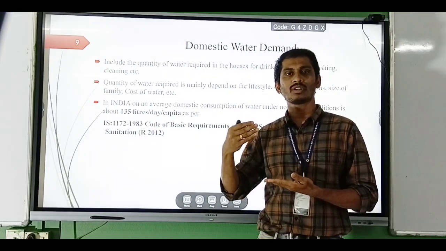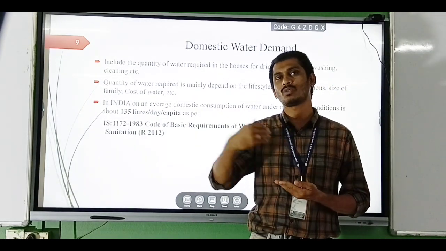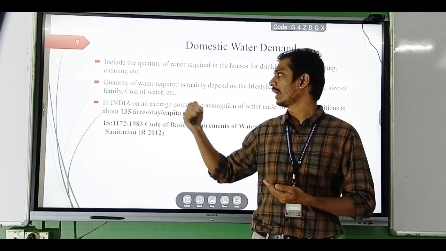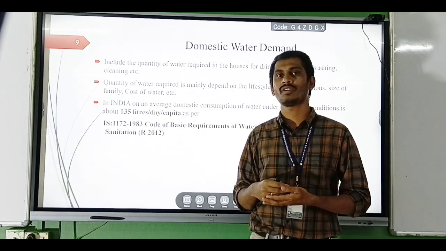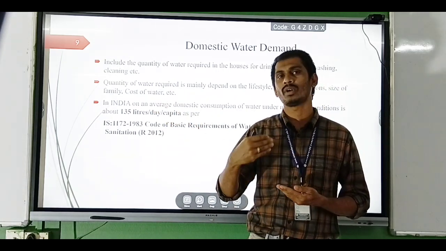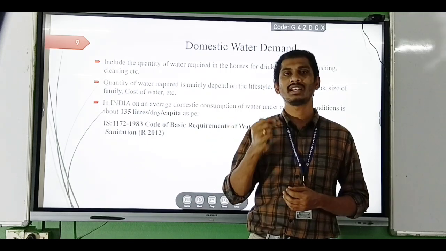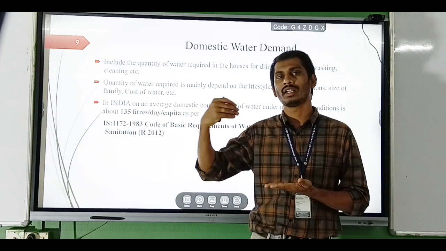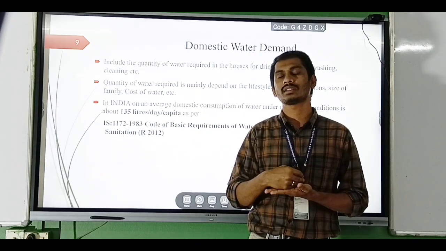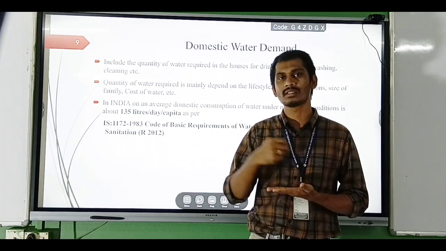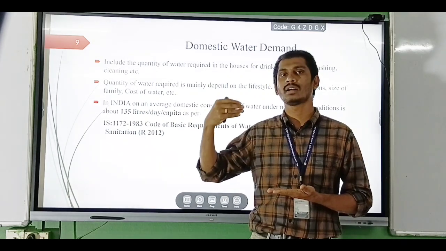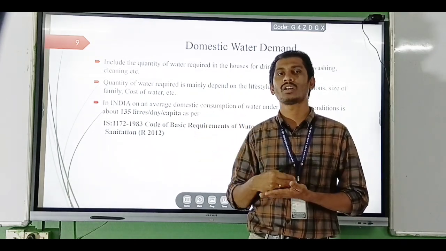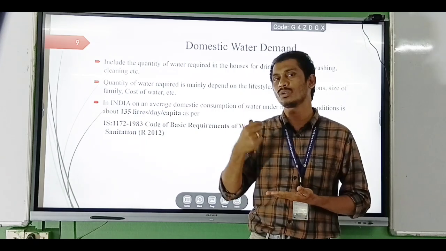Based upon the family, if you are having a smaller family, less quantity of water is required. And next is cost of water. If the municipal authority provides you water at a certain cost, definitely you will consume a very small amount of water. As the water is coming freely to us, we will use more. In general, if they charge 10 paise for 1 liter, definitely people will look into that while they are using the water.